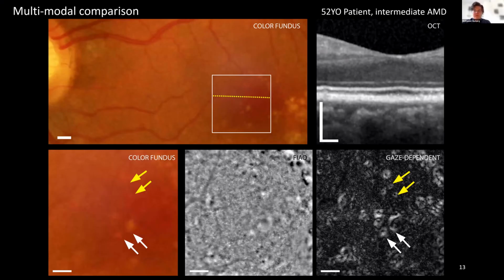Next, we'll do a multimodal comparison. Starting with the color fundus, in the bottom with these white arrows, we can see 3 small drusen in yellow, and we can see them in the exact same spot in the gaze-dependent imaging, which validates that what we're seeing gaze-dependent is in fact a drusen. But interestingly, above with these yellow arrows, we have 3 small drusen that are actually below the detection limit in color fundus.